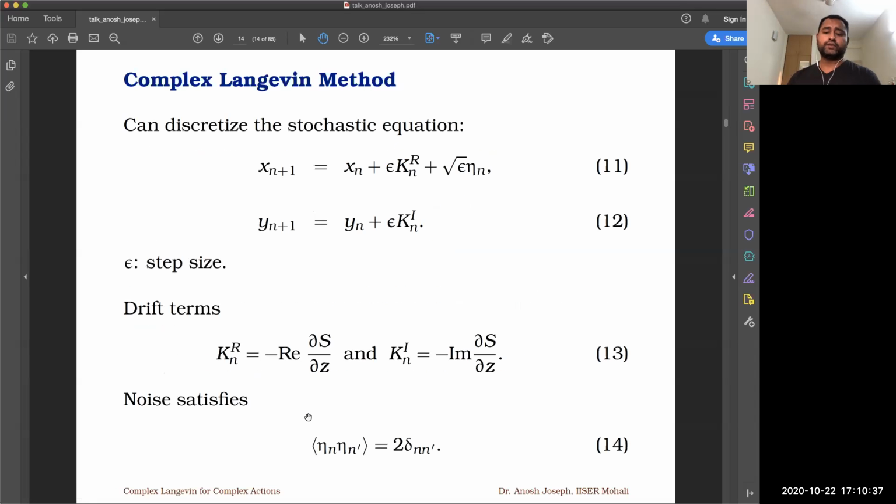Now we want to simulate this, so we can discretize the Langevin equation. We have the real part and the imaginary part. So let's discretize this stochastic equation. Here epsilon is the step size, so this is the first order Euler discretization. These K terms are the drift terms, which are nothing but the gradient of the action, real and imaginary parts. And we have a noise. We are giving noise only for the real part. We could also give noise for the imaginary part as well, but it will give the same physics. Usually people give noise to the real part. The noise satisfies this constraint.